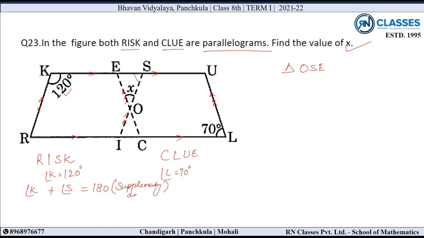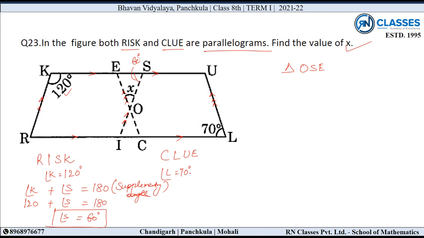सप्लीमेंट्री एंगल, सप्लीमेंट्री होगा, राइट? सप्लीमेंट्री होगा, सप्लीमेंट्री एंगल नहीं. एंगल के 120 दिया हुआ है, एंगल एस मुझे निकालना है, टोटल इज 180. सो हाउ मच इज एंगल एस? 180 माइनस 120, 60 डिग्रीज. एंगल एस आ गया मेरे पास, 60 डिग्रीज. एक्सलेंट. अब क्लू की बात करते हैं.